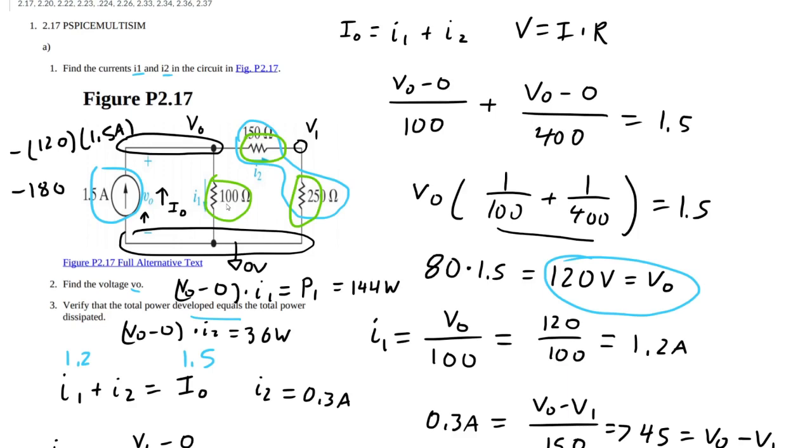Let me double check real quickly. Times 1.5. So yeah, so we have 180 plus 30, or negative 180 plus 36 plus 144 equals 0. So the total power developed equals the total power dissipated, and we have successfully solved this circuit.